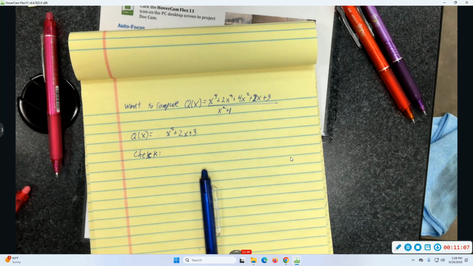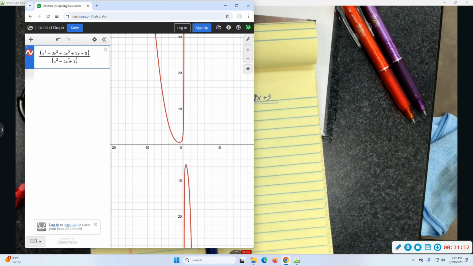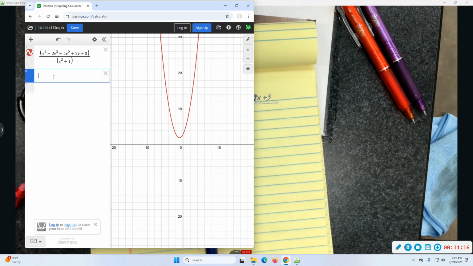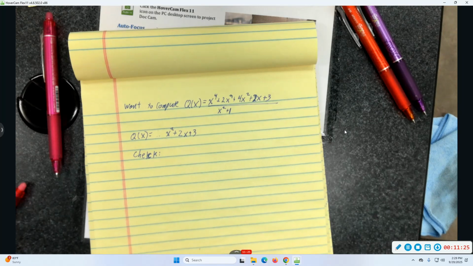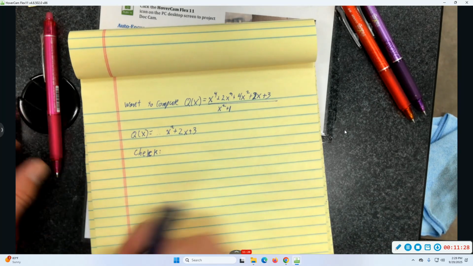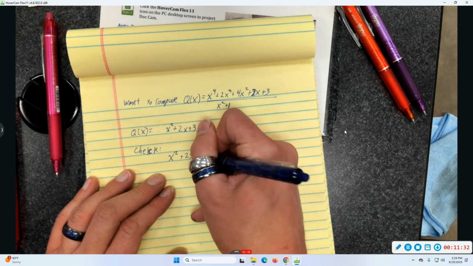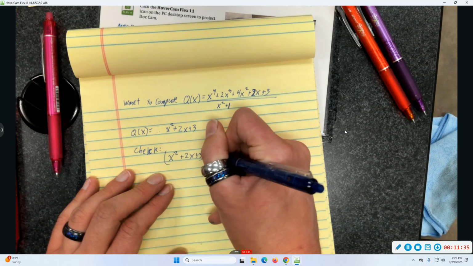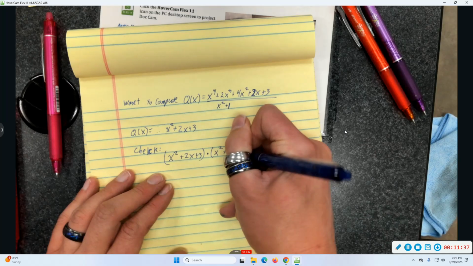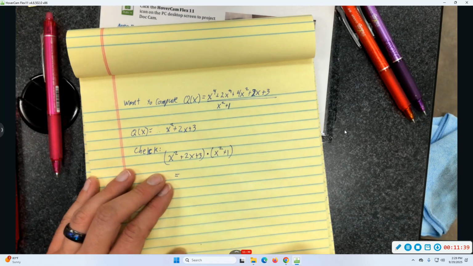Here's the first way. We have this Desmos graph going. There's the thing that I was hoping to get. And I just got x squared plus 2x plus 3. Yeah, that looks pretty good. Here's another way to check that will, again, be remembering what polynomial division means. Let's do it by computing x squared plus 2x plus 3 multiplied by x squared plus 1. You do that, let's see what we get.